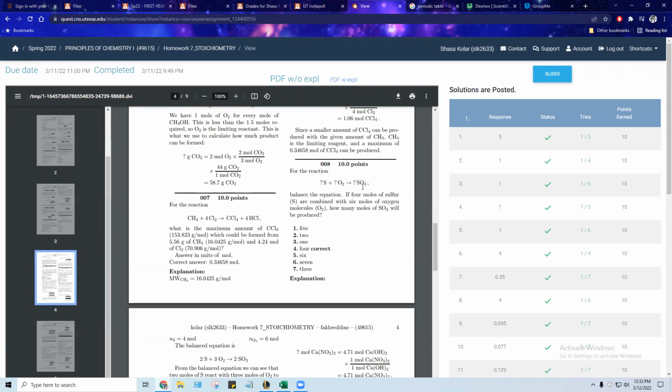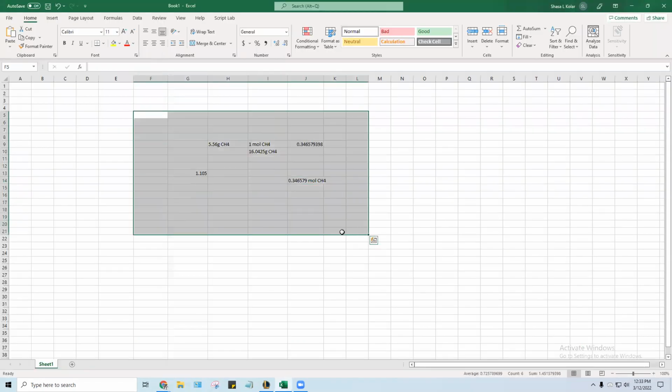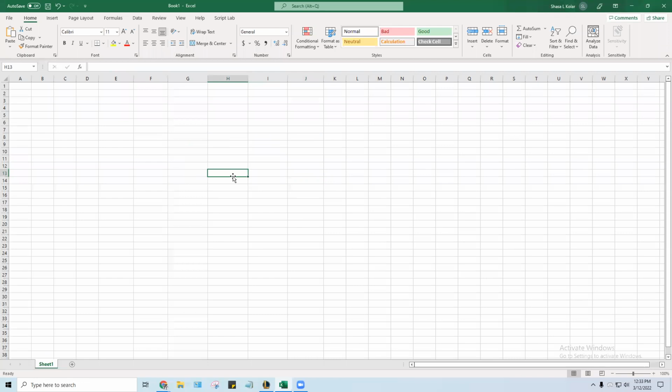So we're gonna put 2 right here, and then we have to put a 2 here as well to get the sulfur balanced again. But we have 6 oxygens, and to get 6 oxygens on this side, we should put a 3 right here. So we can go ahead and show that we can delete this. So we have 2S plus 3O2.